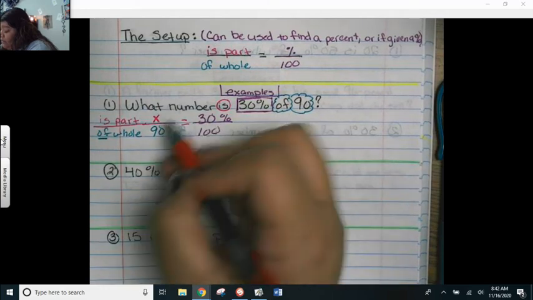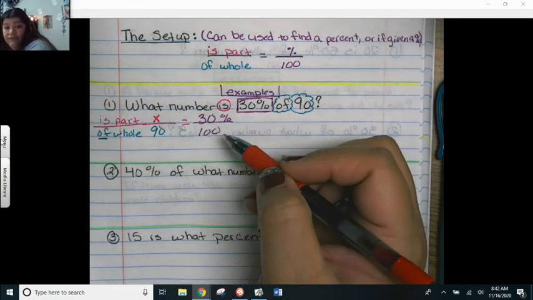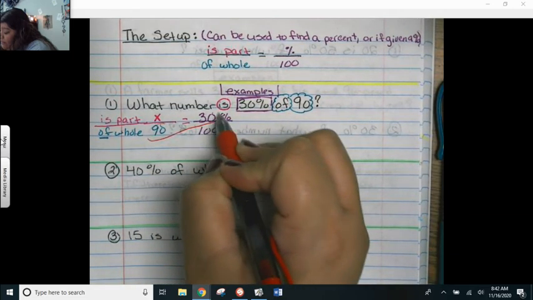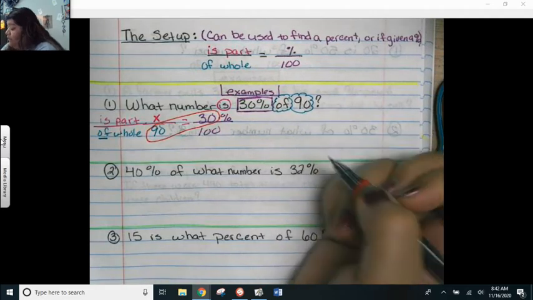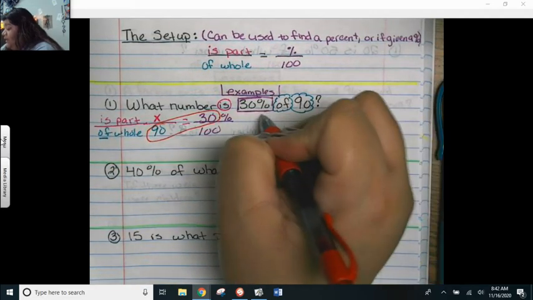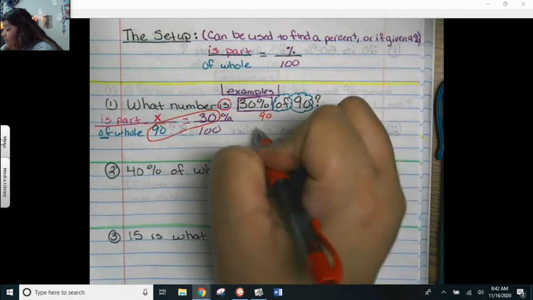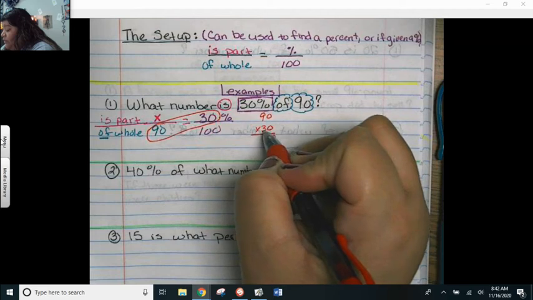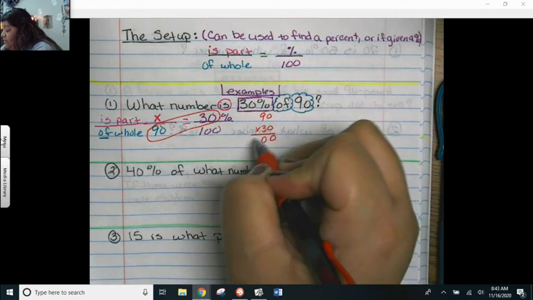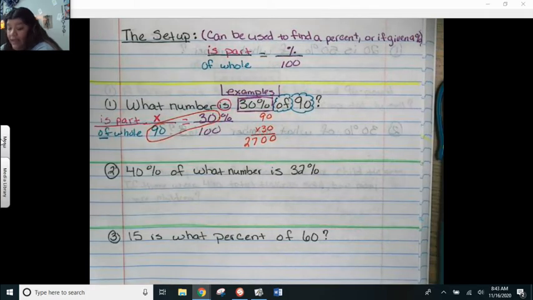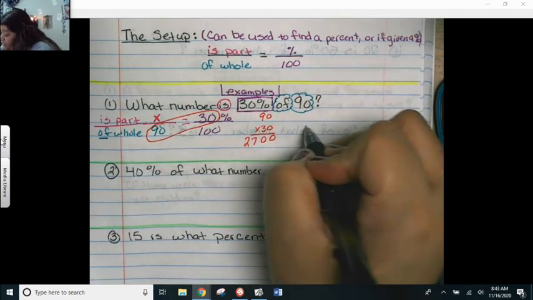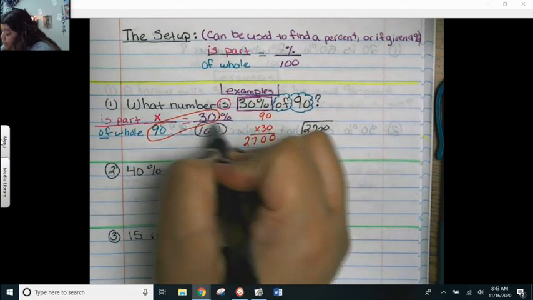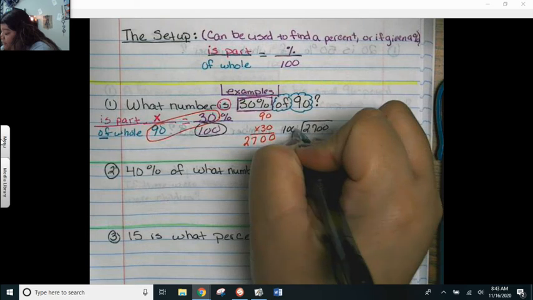Now we're going to solve it the way we have been. If you want to simplify your fractions or do the shortcut, that's fine. You can definitely simplify 30 and 100 if you need to. I'm going to cross multiply, so 30 times 90. I'll do the math over here. 90 times 30, and there's my 0. I'm going to add the 0 here and then start with 3. 3 times 0 is 0. 3 times 9 is 27. And just like last week, we take the 2,700 and divide it by the number that's by itself. So it's going to be 100.